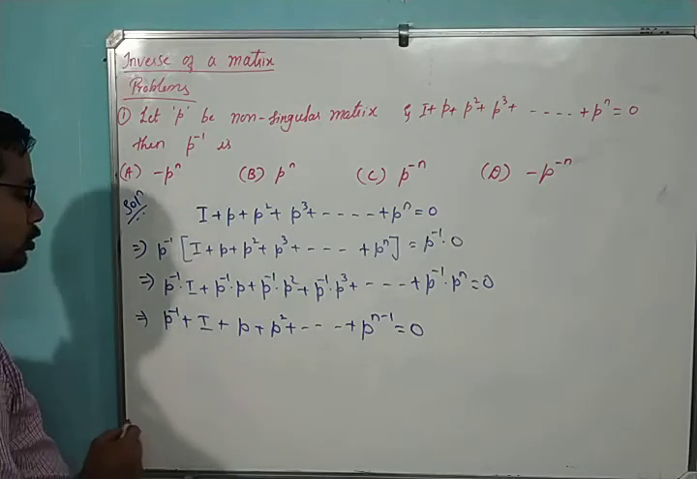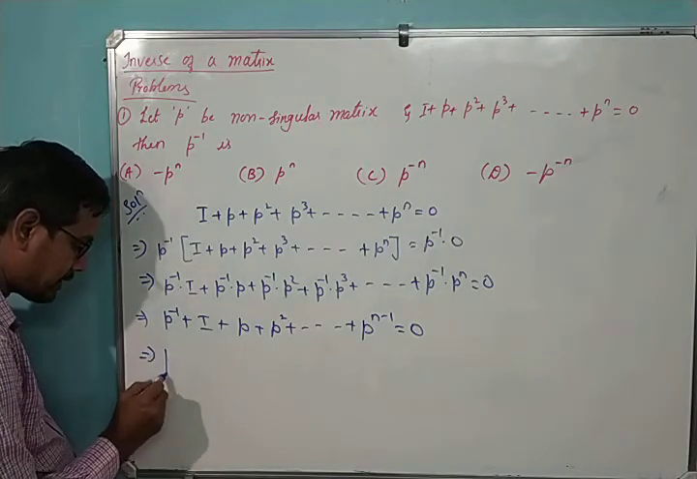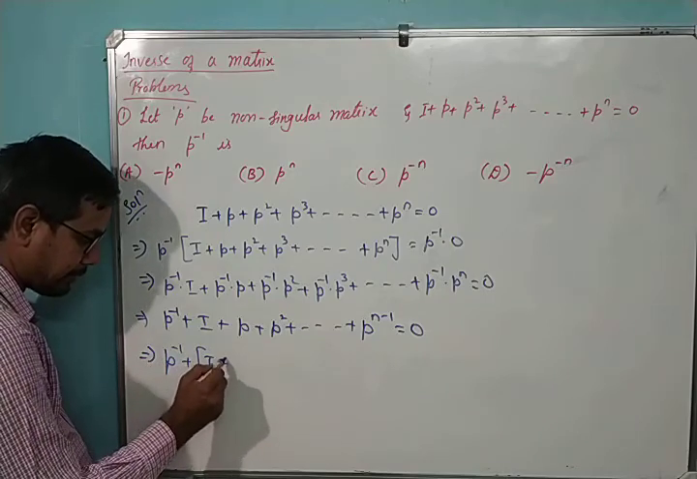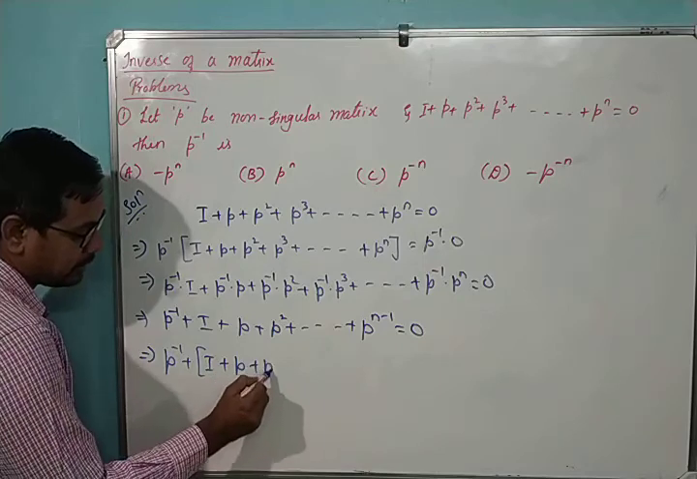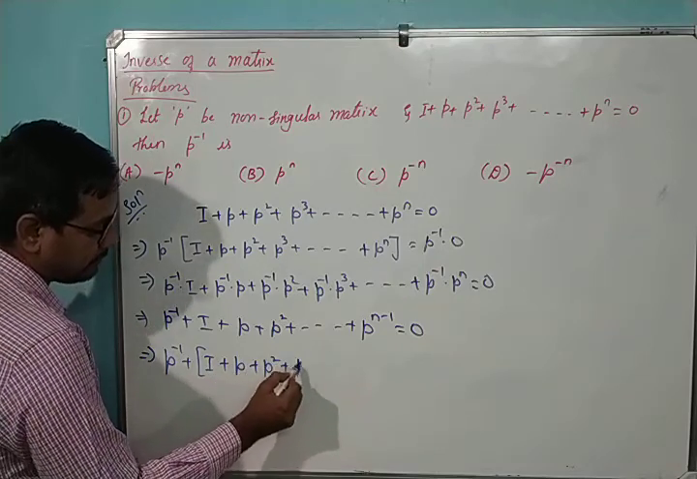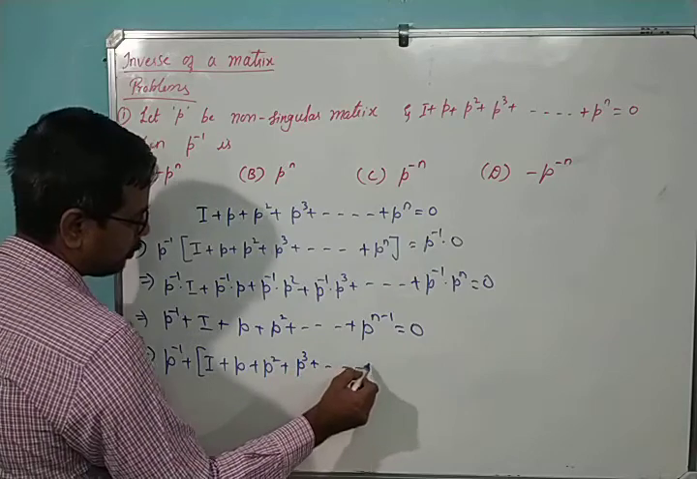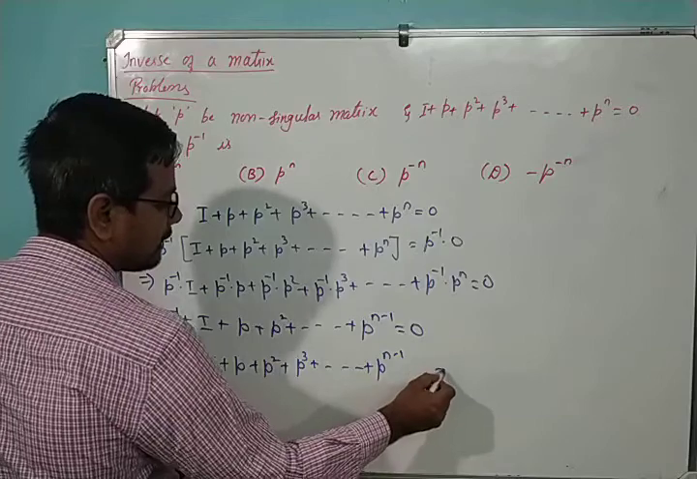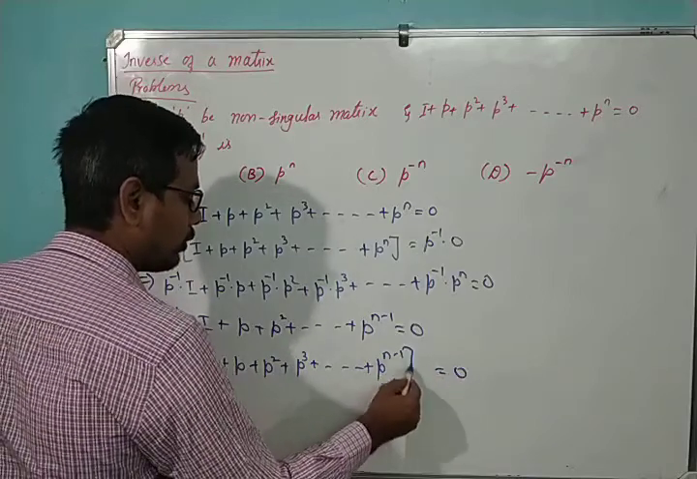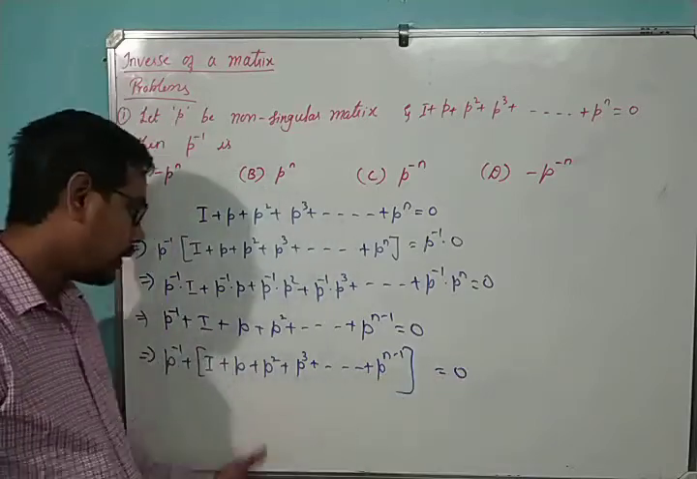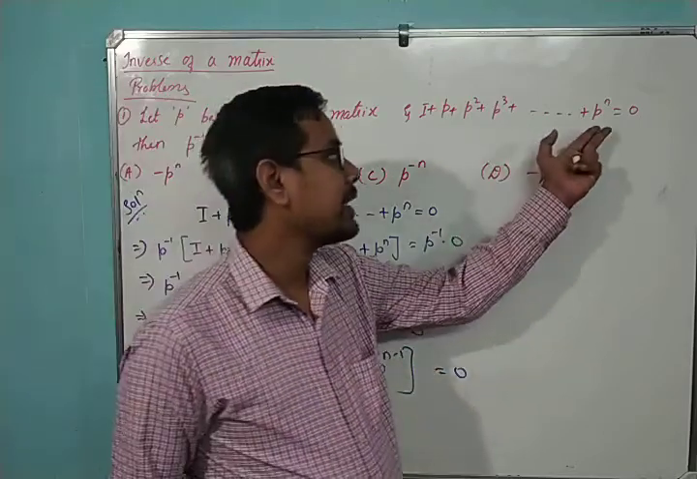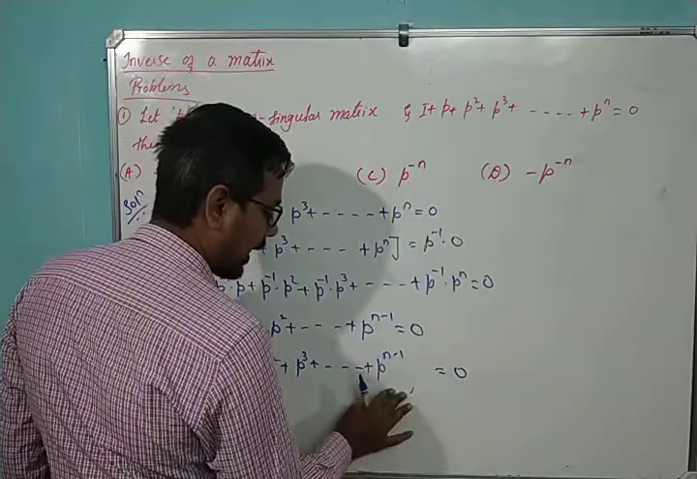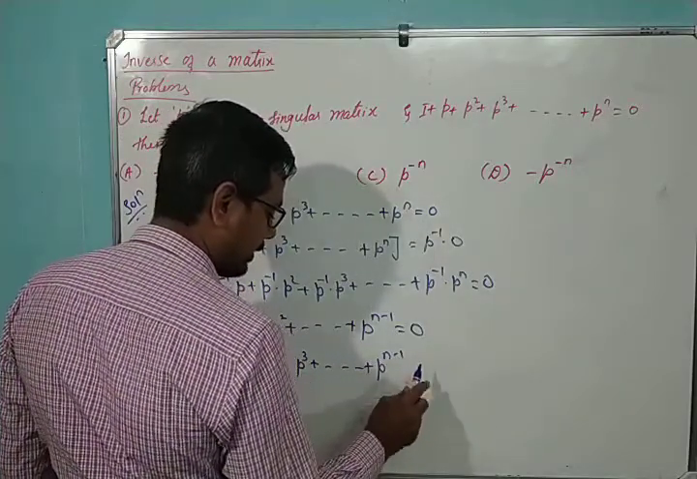Okay. So now what I will do here is take P inverse separately. This I will put in the bracket: I plus P square plus P cube plus so on up to P to the power n minus 1, right, will be equal to 0. Now I have P to the power n minus 1, but this condition is up to P to the power n. So what I will do is add and subtract P to the power n.